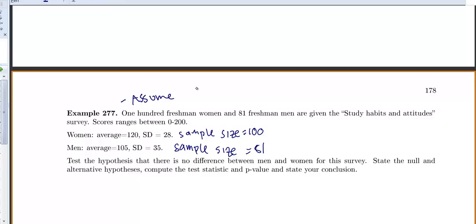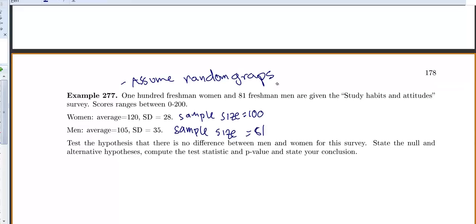And let's just assume here that they are random groups. It doesn't say for sure, and in real life, I might be slightly skeptical about doing this, but for this class, let's go ahead and assume that they are random groups. Also notice both my sample sizes are big, so I can go ahead and do this test.